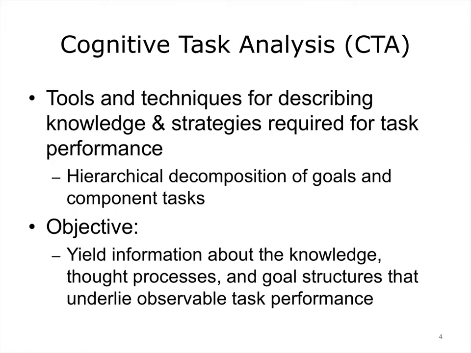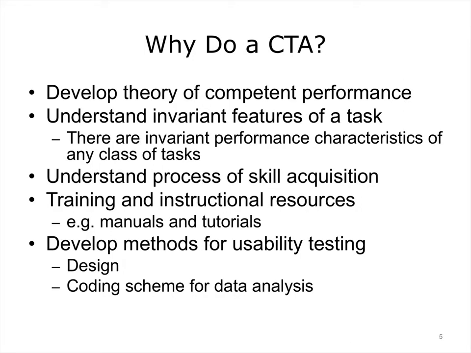The Cognitive Task Analysis, or CTA, is a family of methods for describing the knowledge and strategies required for task performance. It involves a hierarchical decomposition or breakdown of goals and component tasks. For example, performing a Google search can involve the following two components at minimum: 1. Selecting key terms, and 2. Evaluating the results of the search. Each of these components has distinct goal-action structures. This should become much clearer in a couple of moments.